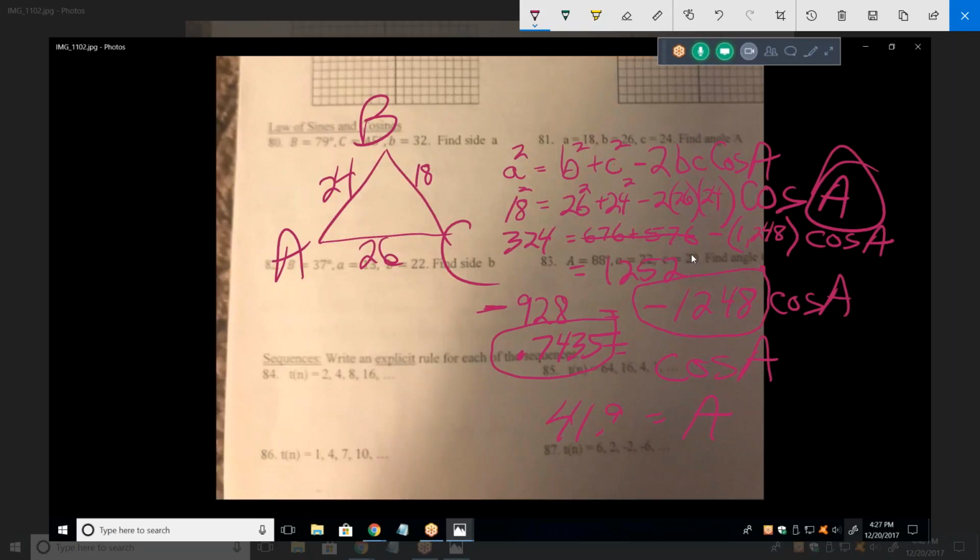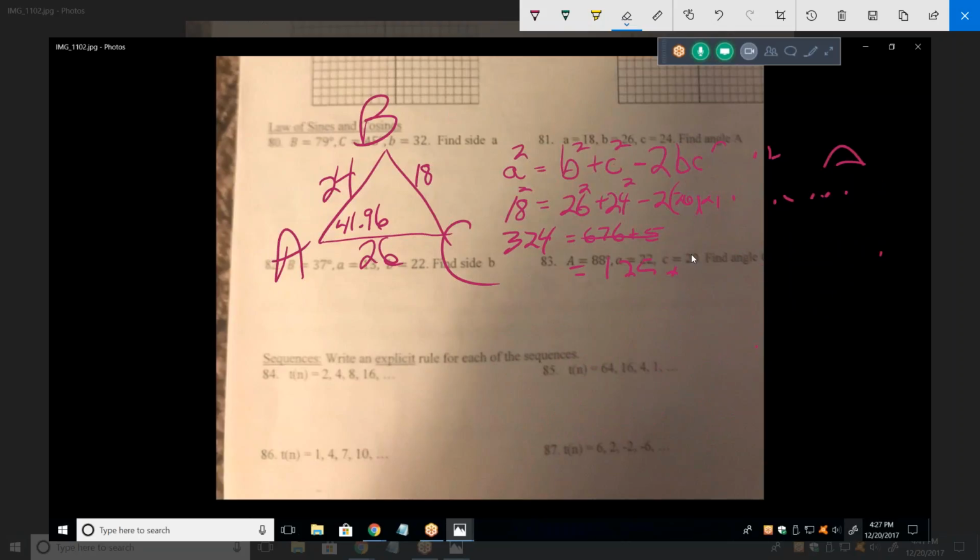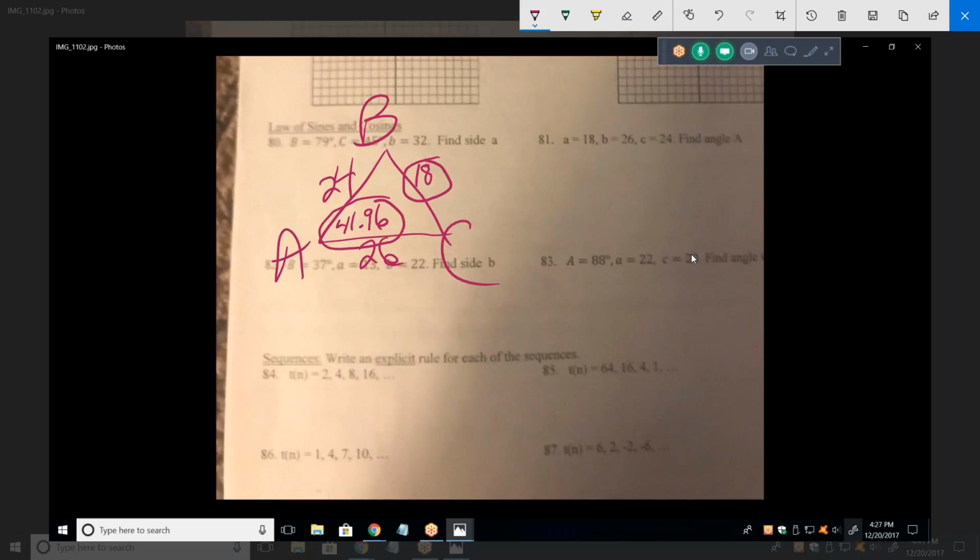41.96. That's angle A. Now, what's the next step? Oh, actually, that's all, because that's all they asked for was angle A. But what if they'd said solve the triangle? What would the next step be? So now you can do law of sines. Always. Whenever you use the law of cosines as your first step, it always gives you that relationship between an angle and its opposite side, and you can solve the next angle using the law of sines. Then there's only a third angle to solve for, and you can solve it by just subtracting the other two from 180.